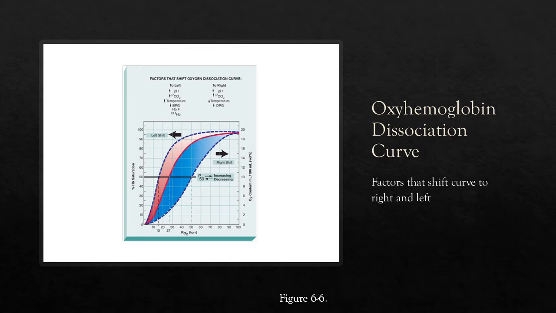Things that shift the dissociation curve to the right: a diminished pH or acidotic pH, an increased CO2, increased temperature, and increased DPG. This allows the hemoglobin to release oxygen quite easily. A left-shifted curve means hemoglobin hangs on tightly to oxygen. A right-shifted curve means that oxygen hops off easily from the hemoglobin.